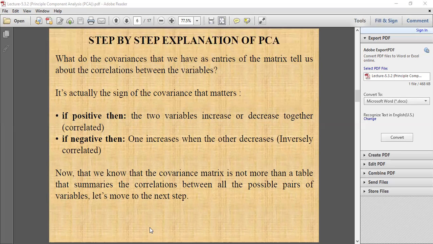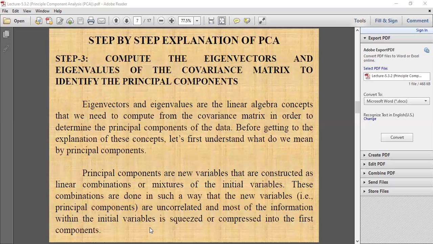Okay. Now we know that the covariance matrix is no more than a table that summarizes the correlation between all the possible pairs of variables. Let's move to the next step. Compute the eigenvectors and eigenvalues of the covariance matrix to identify the principal components. Eigenvectors and eigenvalues are the linear algebra concepts that we need to compute from the covariance matrix in order to determine the principal components of the data.